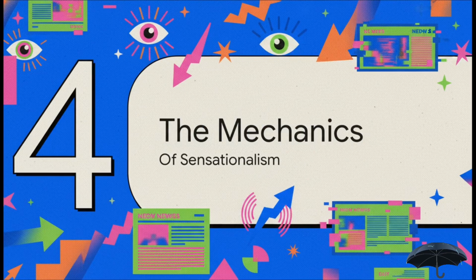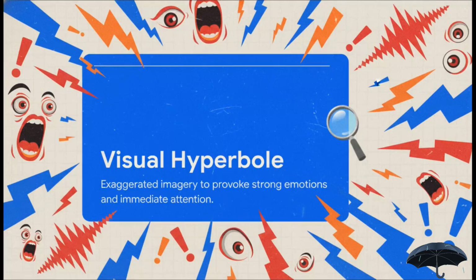Which leads us perfectly into section 4, the mechanics of sensationalism. What we're dealing with here is a textbook example of visual hyperbole. This is the use of wildly exaggerated, dramatic imagery designed specifically to provoke strong emotional reactions and demand your absolute immediate attention. In visual hyperbole, nuance is entirely thrown out the window for the sake of impact. The goal isn't to start a rational debate. The goal is to make you gasp.